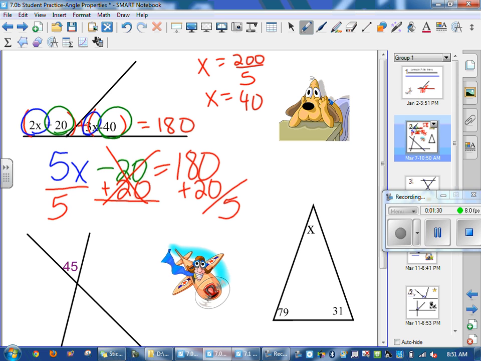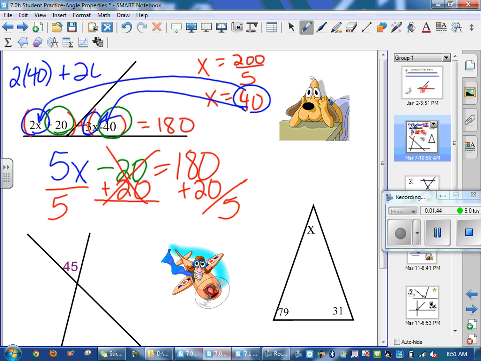That only tells us what x is. The last step is to put that value where the x is in each one of those expressions. And that's going to tell us exactly how big that part is. So over here, if I go 2 times 40 plus 20, that's going to give me 80 plus 20. That tells me that this angle right here is exactly 100 degrees.